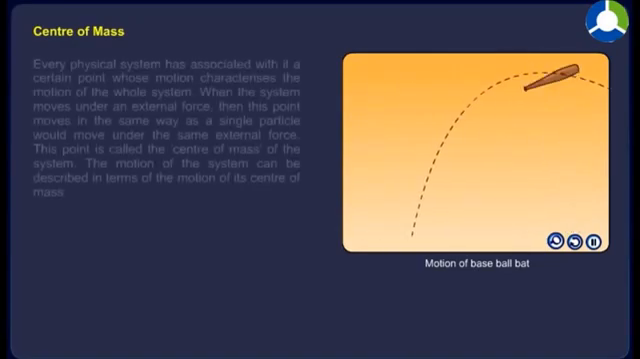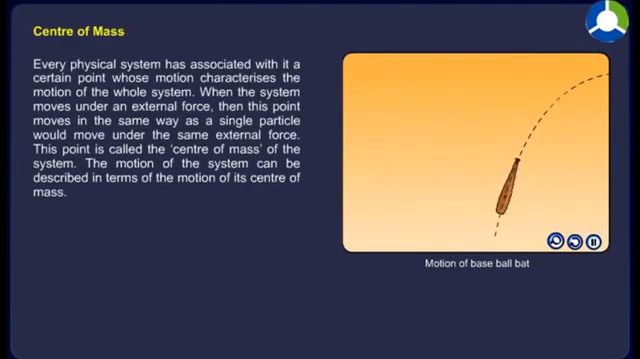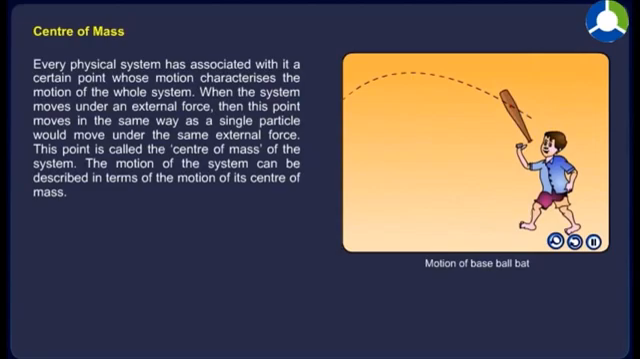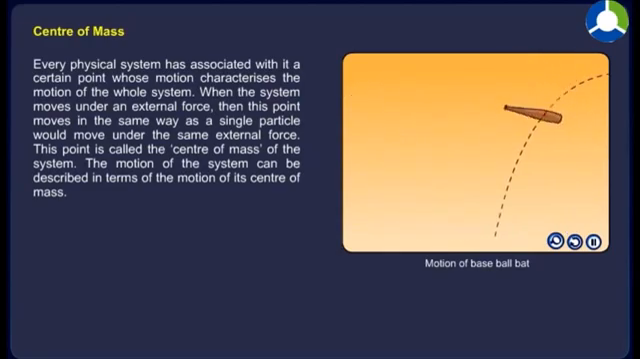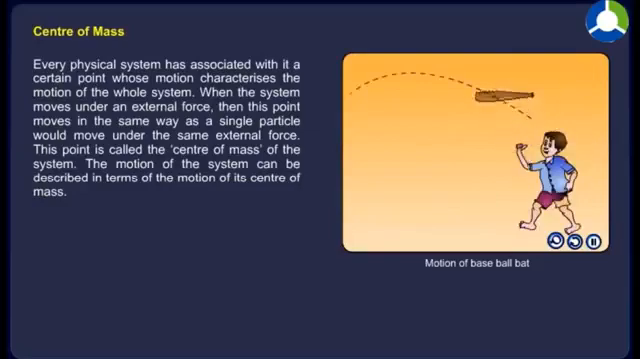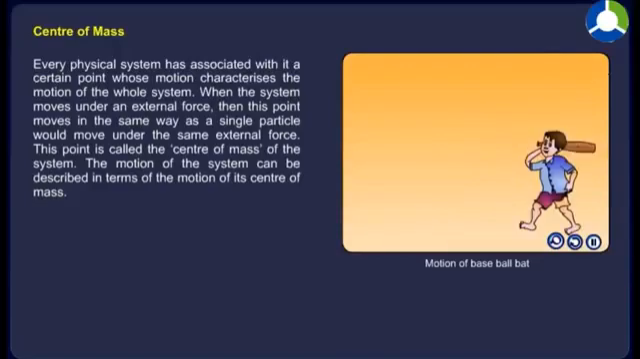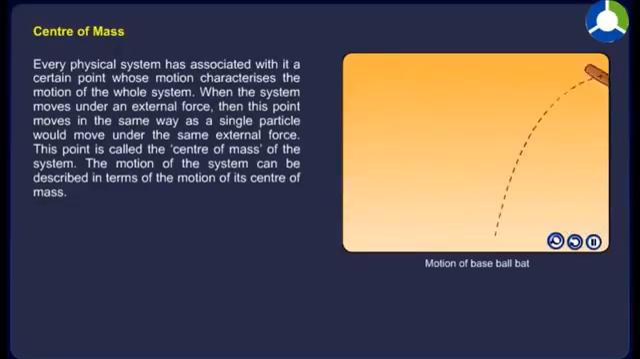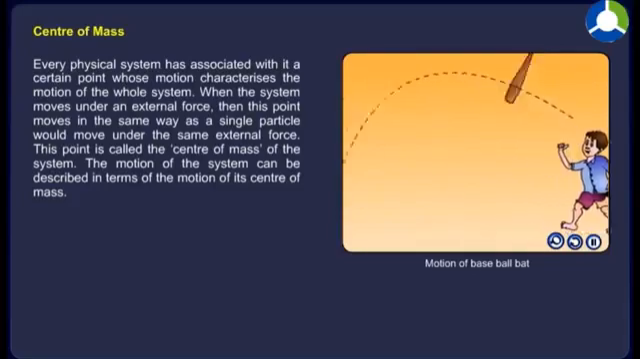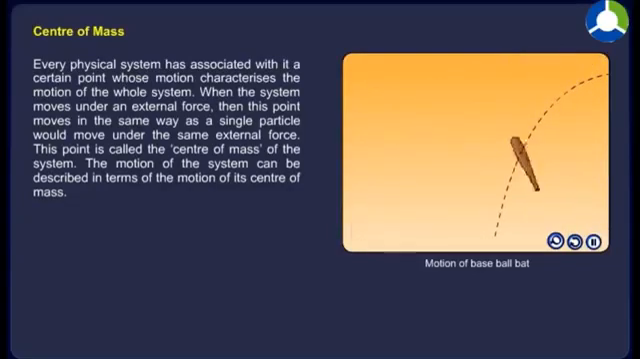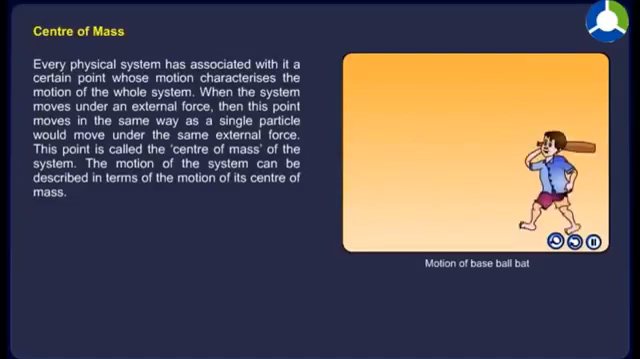Center of mass. Every physical system has associated with it a certain point whose motion characterizes the motion of the whole system. When the system moves under an external force, then this point moves in the same way as a single particle would move under the same external force. This point is called the center of mass of the system. The motion of the system can be described in terms of the motion of its center of mass.